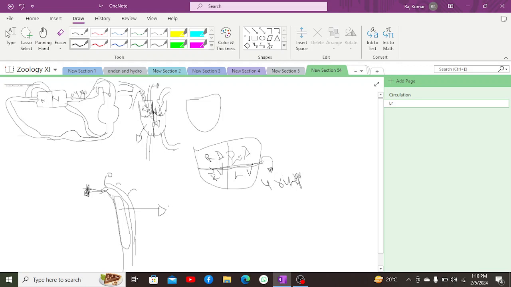Secondly, it prevents overextension, because if overextension occurs, the heart can be overfilled with blood. It also protects the heart from shocks and mechanical injuries. So this is its function.